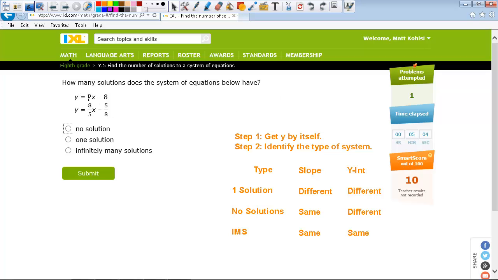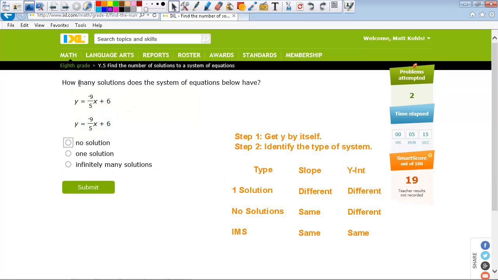Okay, this next one I'm going to look at the slopes first, and since they are different, the only one with that option is one solution. So I can just automatically say one solution. Alright, now this one has negative 9/5 and negative 9/5, so the slope is the same and the y-intercepts are also the same. So that is infinitely many solutions. Here's one more. This one has the same slope, negative 5/3 for both, but the y-intercepts are different, which would give you no solutions.